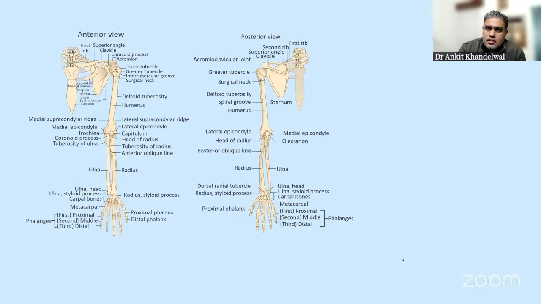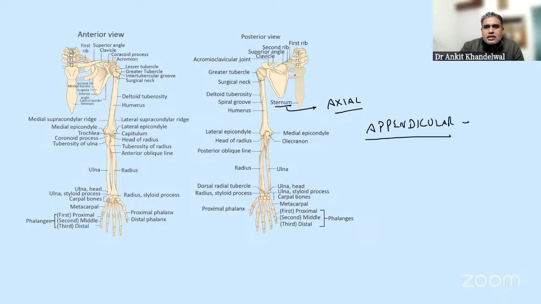The entire upper limb osteology is in front of you. Do remember, I repeat again, the sternum is a part of the axial skeleton. Whatever else you are seeing on your screen is appendicular except this sternum part, which is axial skeleton. Clear? And this is the joint over here. If you look at the anterior view, this is the joint which is connecting the upper limb to the axial skeleton.